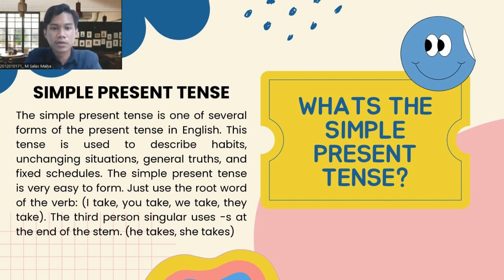I take, you take, we take, they take. For the third person singular, use s at the end of the stem: he takes and she takes. Okay, the next.